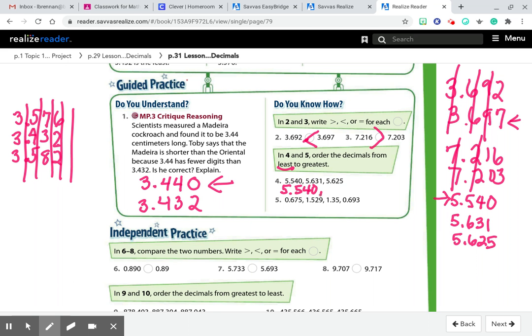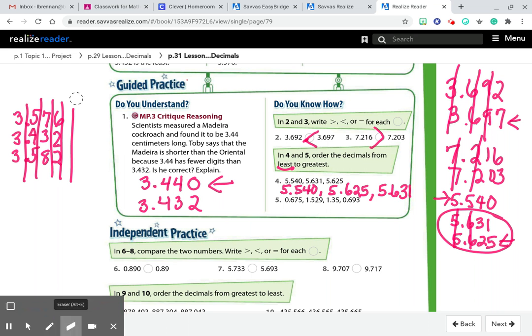So now I have to compare the next two. They both have 5s in the ones, 6 in the tenths. And remember, I'm going smallest to largest. So the next smaller value is going to be 5 and 625 thousandths. And then the largest, 631.